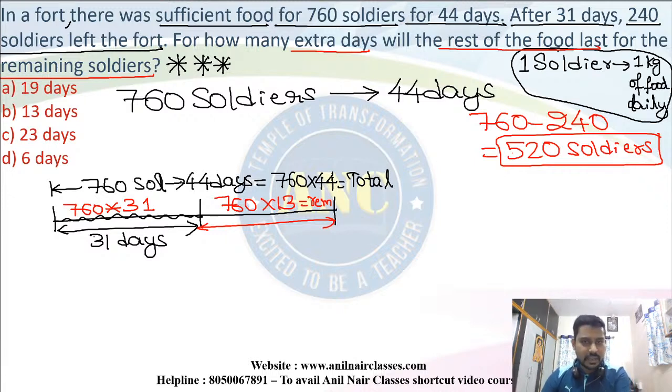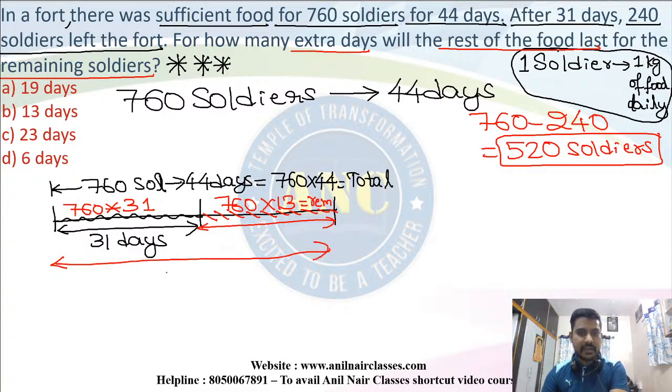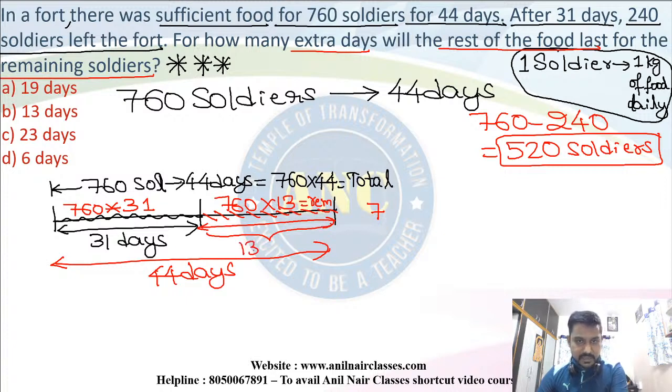Now, think again logically. Assume that 760 soldiers were there from starting till the end, that means 240 soldiers did not leave. Then they would have completed it in a total of 44 days. Whatever food is remaining is for the next 13 days of 760 people. 44 minus 31 is 13 days. Another 13 days of food is left over for these 760 people, so 760 into 1 kg per day into 13 days. This is the remaining food which is left out.